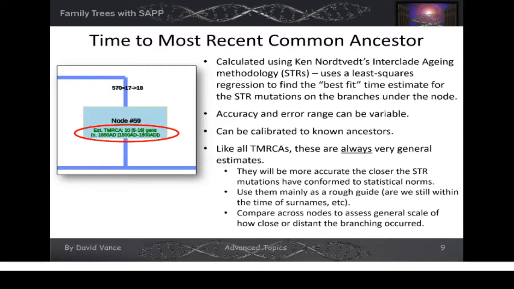I tend to use them for are we still talking about approximately the time when surnames are likely to have been in common use? So back about 1,000 to say 1,200 years, depending on the country we're talking about. It could be a little more or a little less. And I compare them across nodes. So as I move up and down the tree, I look for large gaps or small gaps in the TMRCA estimations so that I can see whether a lot of time has occurred between those common ancestors or little. So that gives me an idea of how closely related the kits under those nodes are to each other. So use them, but use them sparingly and use them with the knowledge that they're not necessarily as accurate as we all would love them to be.